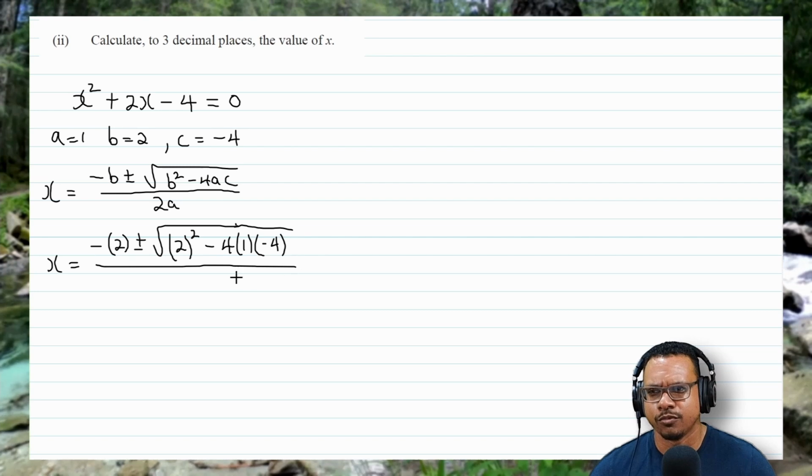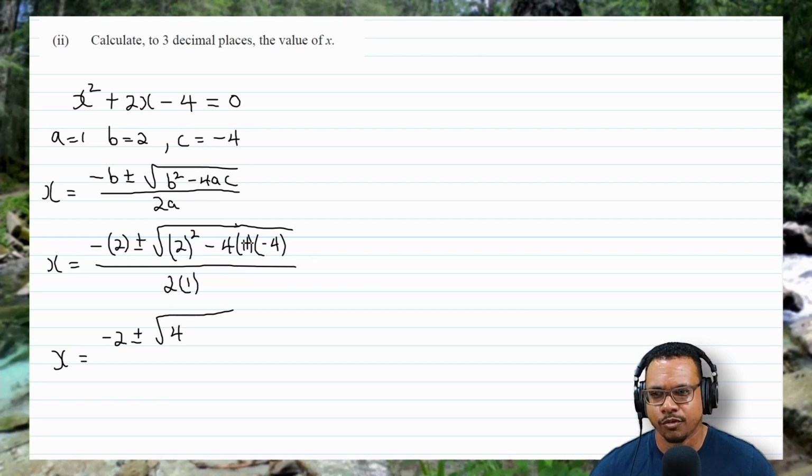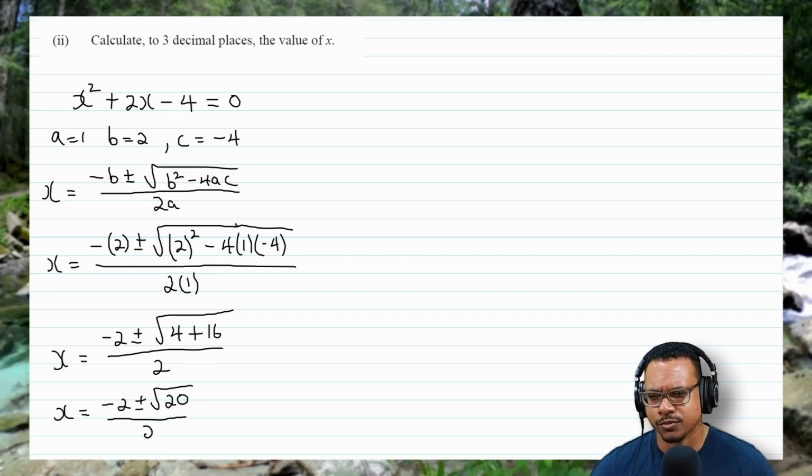I'm going to have all over 2 times a, and a is 1. So this negative sign by 2, that gives you negative 2, plus or minus this 2 squared, which is 4. This negative 4 by 1 is negative 4, by negative 4 is positive 16, all over 2 times 1, which is 2. So this 4 plus 16 will give you 20. So we have x is equal to negative 2 plus or minus the square root of 20 all over 2.